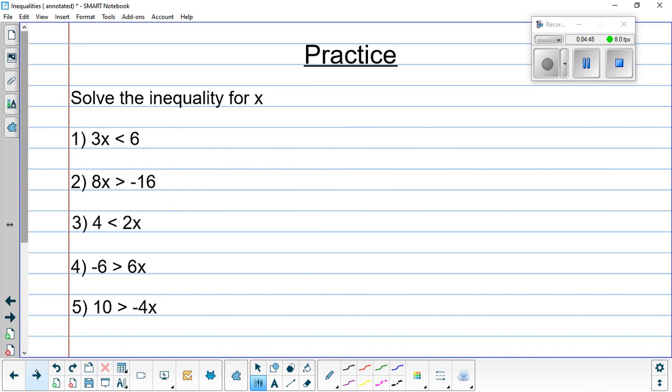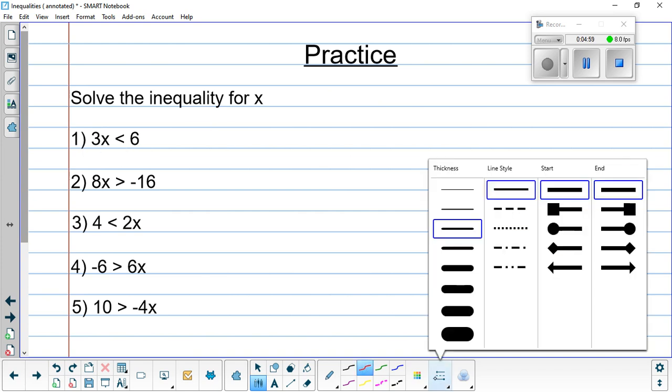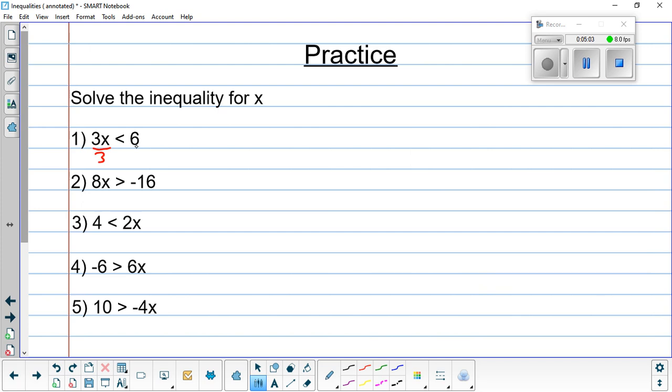So let's get some practice. Here are 5 questions as standard. Pause the video whenever you're ready to proceed, or if you're stuck, press play. Okay, let's look at this first one. We're going to divide by 3. Let's work our way down so we can see what we're doing for each problem. Second one, we're going to divide by 8 because there's an 8 up top.